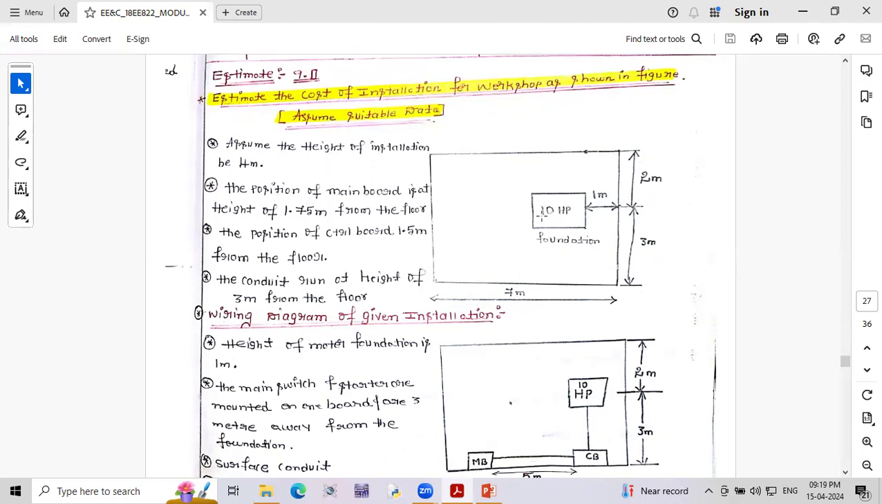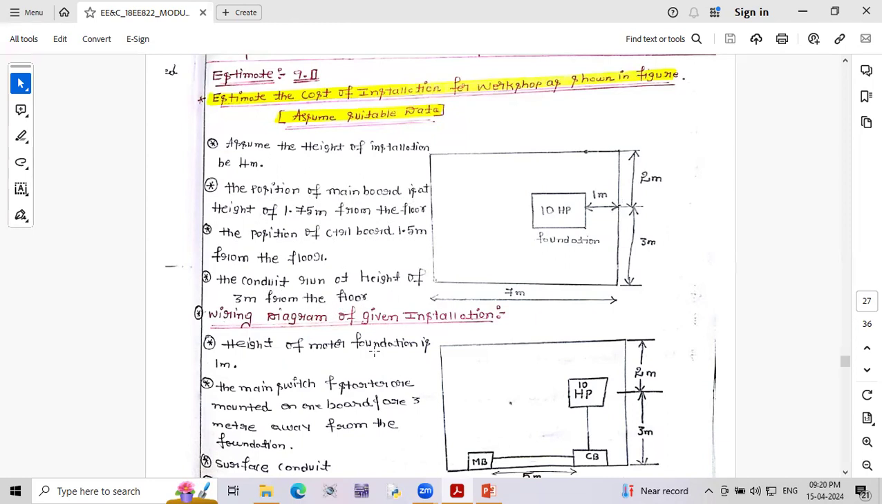Don't worry about the width, concentrate on the height of the building, because the height is important for running the conduit. The position of the main board is at a height of 1.75 meters from the floor level. The third assumption is that the position of the control board is 1.5 meters from the floor. The conduit runs at a height of 3 meters from the floor.